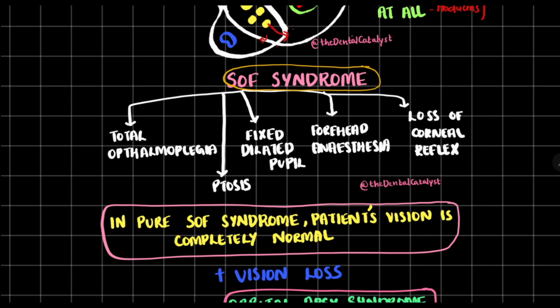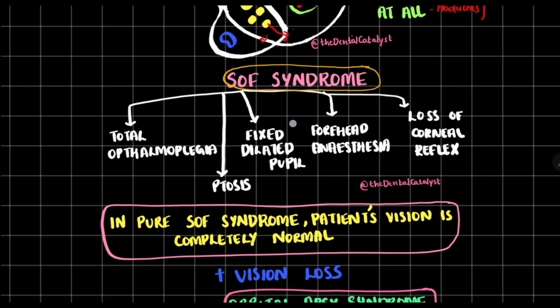Now coming to the second clinical feature, we are dealing with ptosis. Because the superior division of the cranial nerve 3 is damaged, the muscle that lifts the eyelid, that is the levator palpebrae superioris, fails to work. So in this case, the patient's upper eyelid will droop down heavily, causing ptosis.